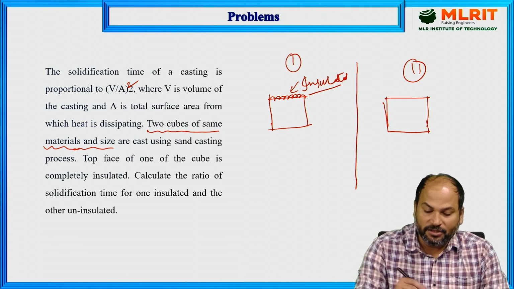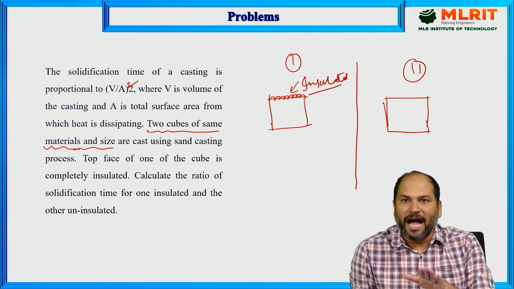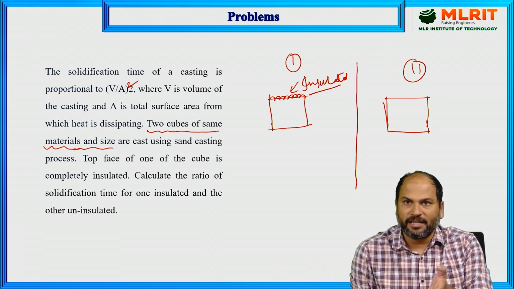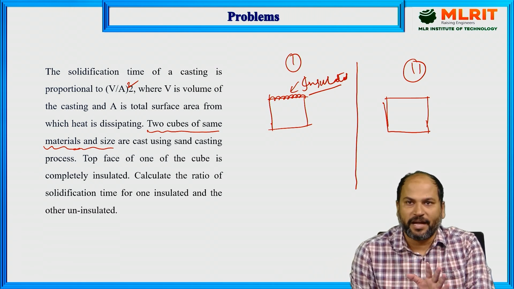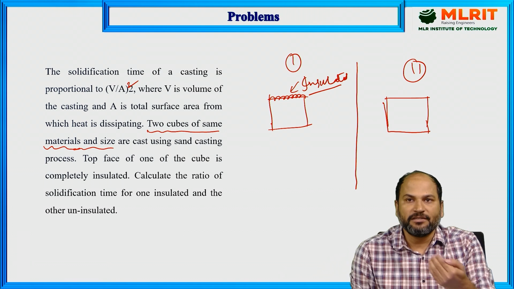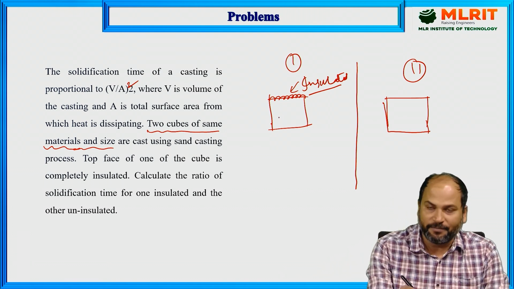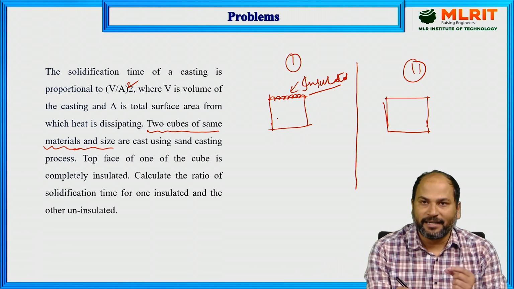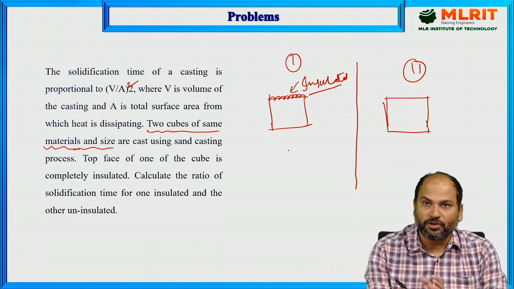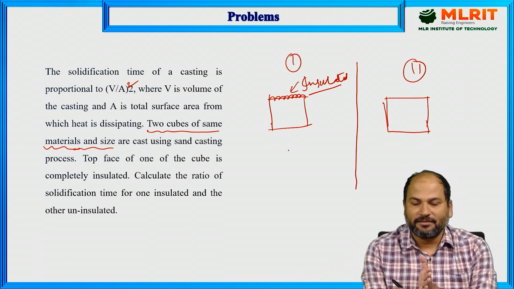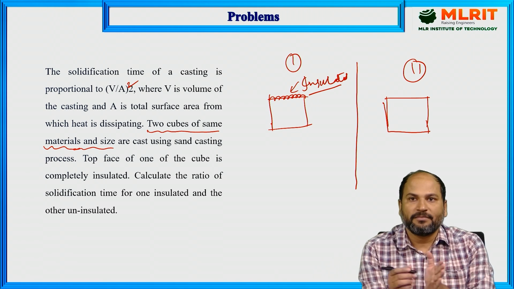So if this is insulated, it means only 5 squares are left, as the cube is made up of 6 squares, so 5 squares are now free to dissipate the heat. So if we consider the surface area, and the side length is small a, what will be the total area, as it is nothing but the combination of 6 squares.